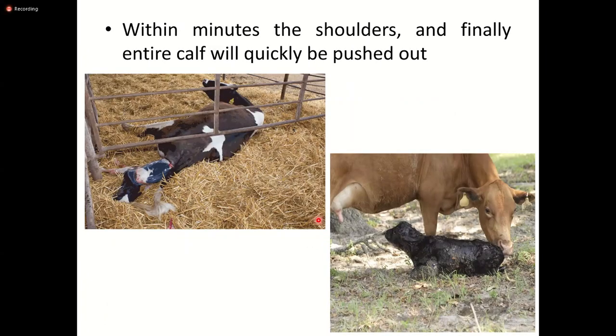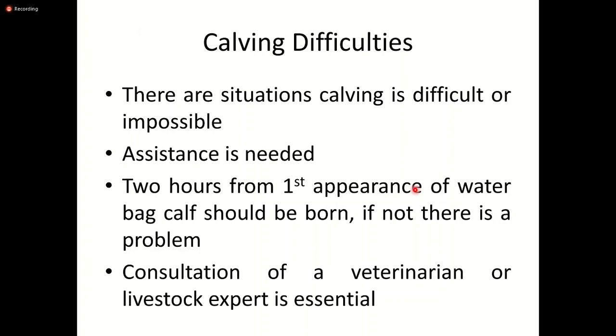Then within the next few minutes, you can see the shoulders and the rest coming out through the vulva or vagina of this mother cow. Eventually the whole calf is pushed out into the outside environment. Then the mother cow starts licking and cleaning the calf, right? Then there will be some difficulties in calving. So what are the basic difficulties in calving?